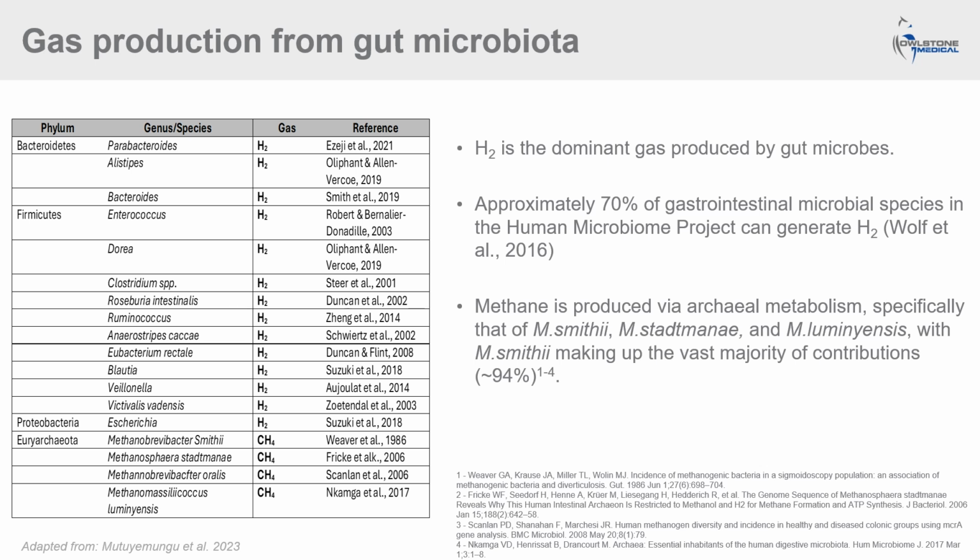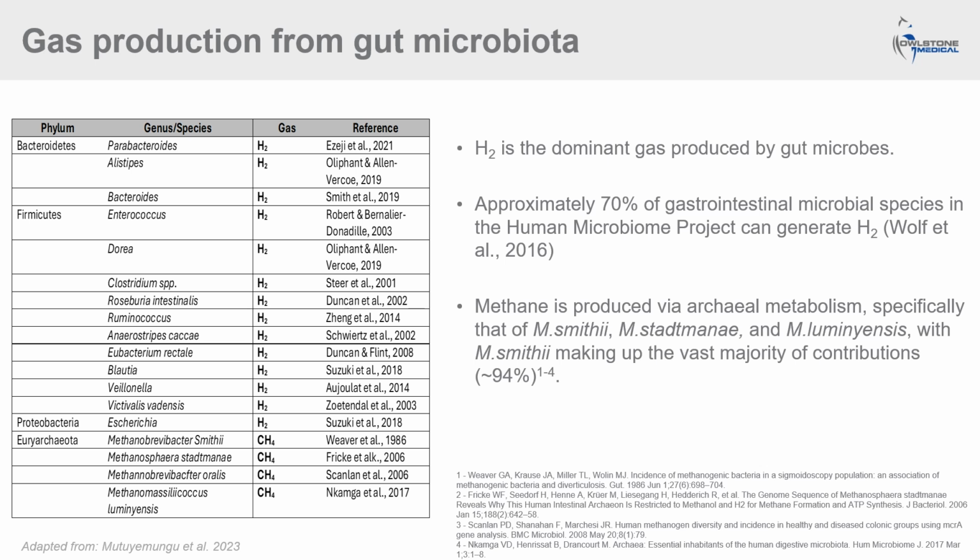When we talk about gas production in the human gut, we're talking on the order of magnitude of 0.2 to 1.5 litres of gas per day. And about 99% of that gas is either hydrogen, methane, or carbon dioxide. Carbon dioxide is systemically produced across the body, so our focus here is on hydrogen and methane.